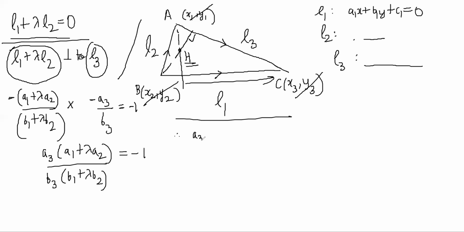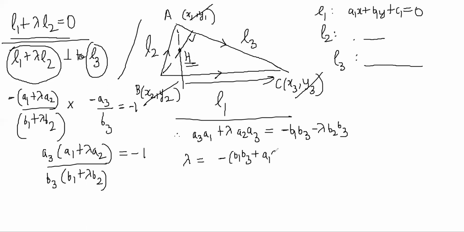Therefore, A3 A1 plus lambda A2 A3 is equal to minus B1 B3 minus lambda B2 B3. So you get lambda is equal to minus B1 B3 plus A1 A3 divided by A2 A3 plus B2 B3, right?